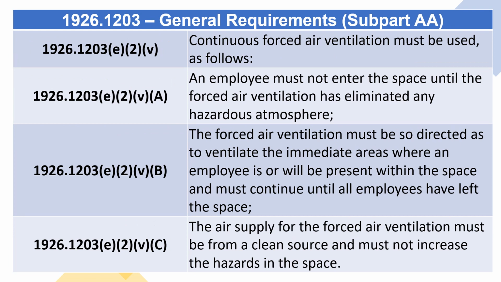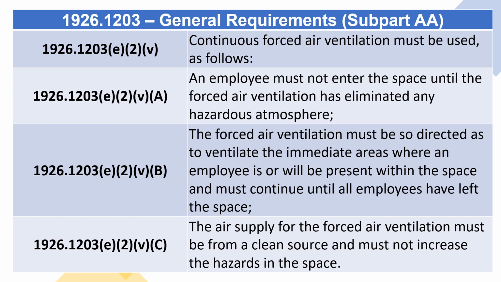1926.1203(e)(2)(v). Continuous forced air ventilation must be used, as follows, (v)(A) through (C). An employee must not enter the space until the forced air ventilation has eliminated any hazardous atmosphere. The forced air ventilation must be so directed as to ventilate the immediate areas where an employee is or will be present within the space and must continue until all employees have left the space. The air supply for the forced air ventilation must be from a clean source and must not increase the hazards in the space.